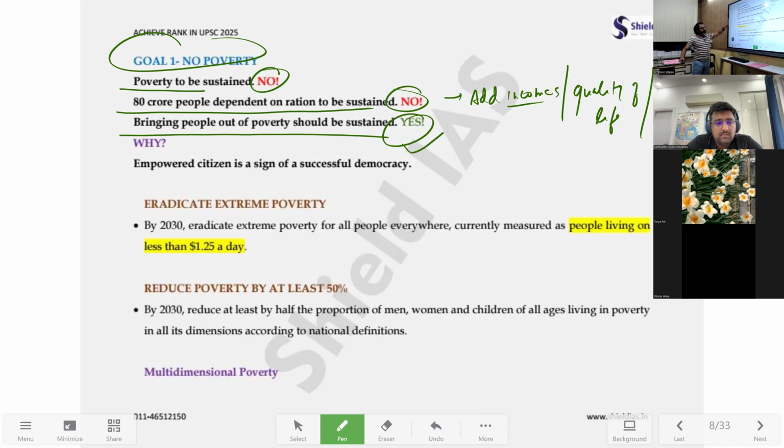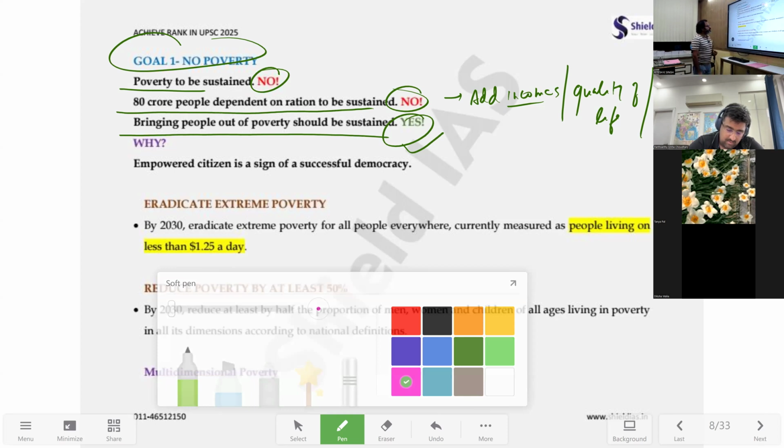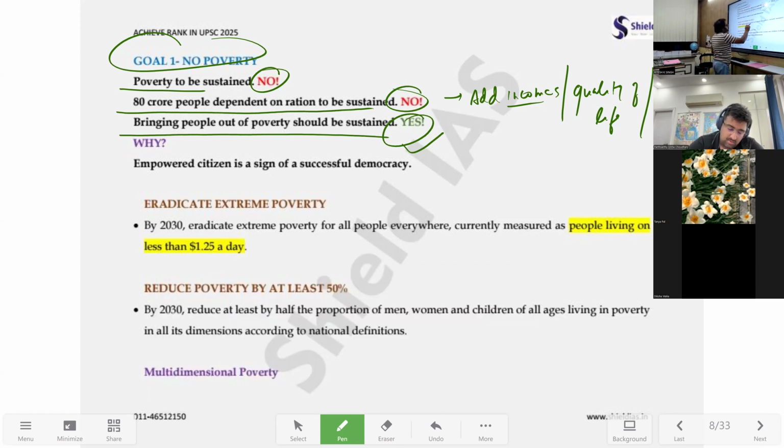Why? Because an empowered citizen is a sign of a successful democracy. We want empowered citizens, not dependent citizens. Now, what are the key areas which have been focused on in goal number 1? First is to eradicate extreme poverty for all people everywhere. That means what should be achieved? People should not be earning less than $1.25 a day. So that means extreme poverty.